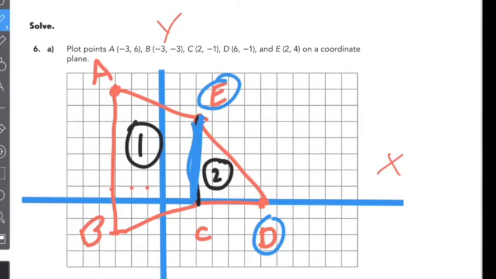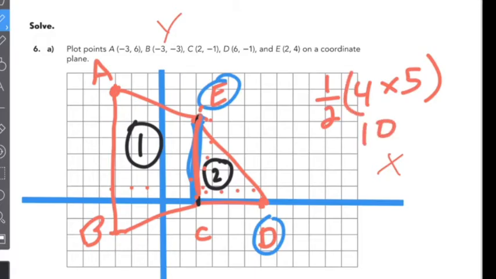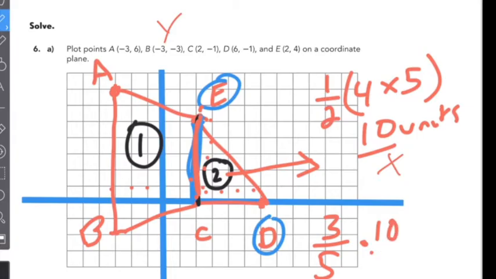So the area of EDC, if I count over, I have 1, 2, 3, 4. So that'll be the base. And the height is 5. When you go on over here, E to C, it's 5. So the area for EDC will be 1/2 base times height. So it'll be 4 times 5, and that'll be 1/2 of 20, and 1/2 of 20 is going to be 10. So this area is going to be 10 units squared. Okay, so it's 10. Now, it says in C, EDF is 3/5 the area of EDC. So we're going to multiply 3/5 times 10, and that's going to give me 6. So the new area for the new triangle is going to be 6.